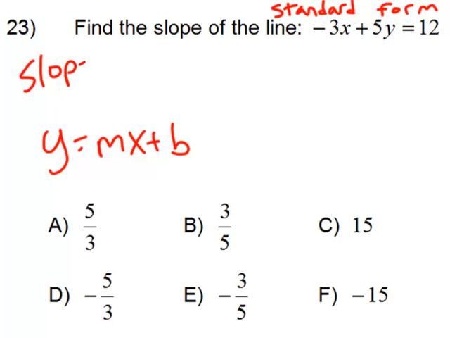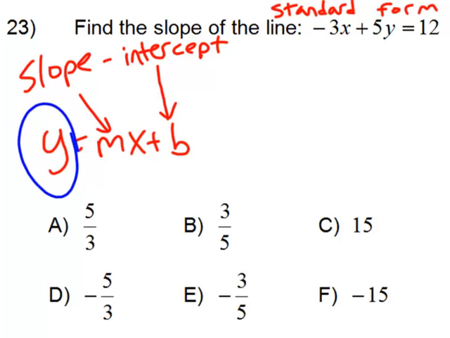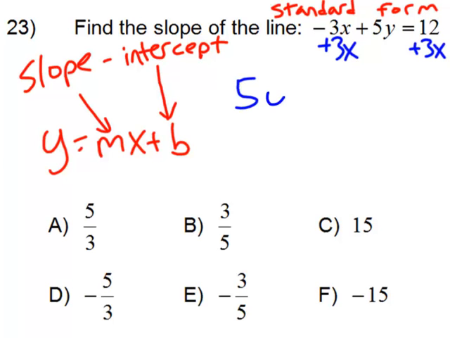That's the one where m is the slope, and we call this slope-intercept form because the y-intercept is given to us by b. Okay, so you clearly see that in slope-intercept form, y is isolated all by itself on the left side of the equation. So let's take our beginning equation and work to get y all by itself. Let's go ahead and add the 3x to both sides, and we'll get 5y equals 3x plus 12.